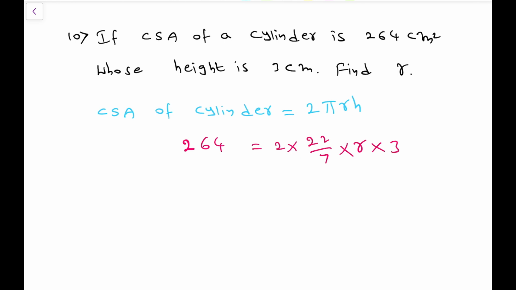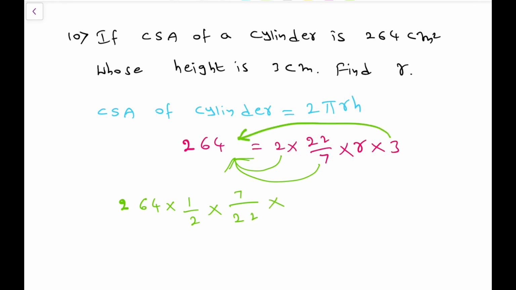Now what we will do is one by one from the right side we will take to the left side. 264 as it is. 2, if we take to the other side, it will become reciprocal 1 by 2. 22/7, if we take to the other side, it will become reciprocal, 7 by 22. Into 3 also I am taking to the left side. The 3 will become 1 by 3 equals to r.